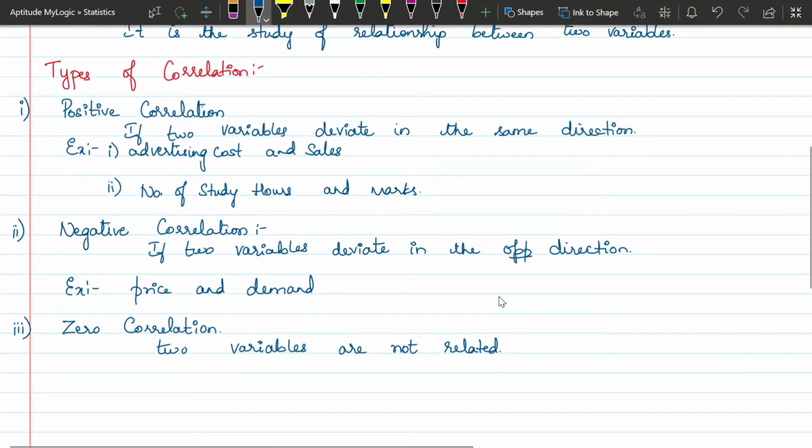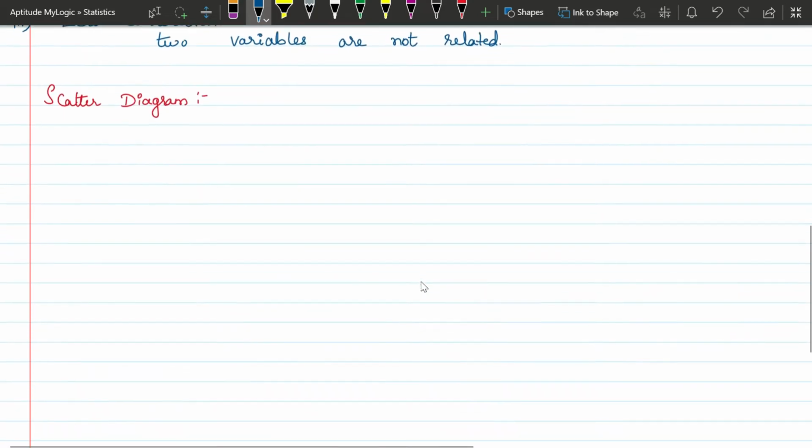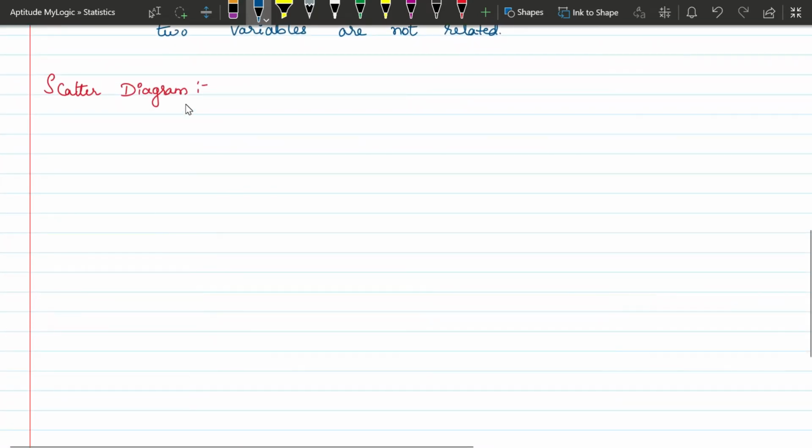Now how do we express these types and how do we measure them? So this is the simplest way of representing correlation. Here we are not interested in finding any value or any measure of the extent to which these variables are related. We just want to represent it diagrammatically. So that is the scatter diagram. So representing the values of both these variables in the form of a diagram. Here we have to plot the points, and when we plot the points, we'll just see how it appears.